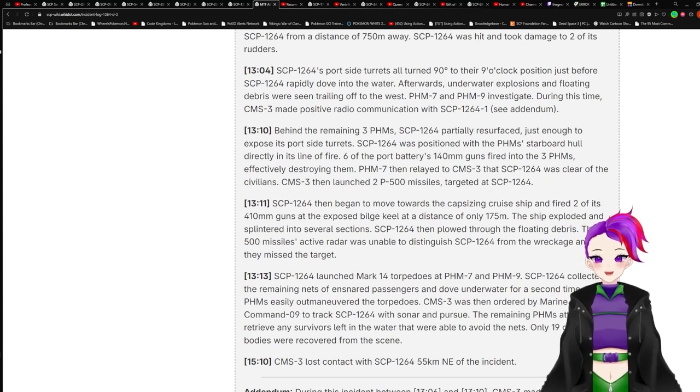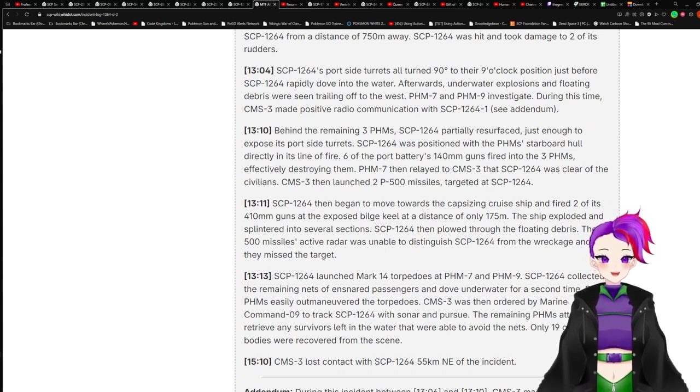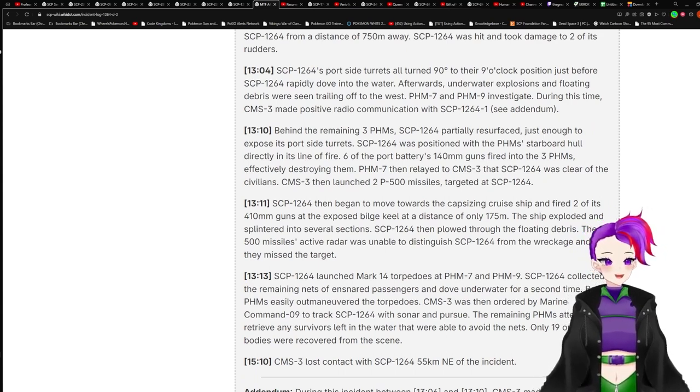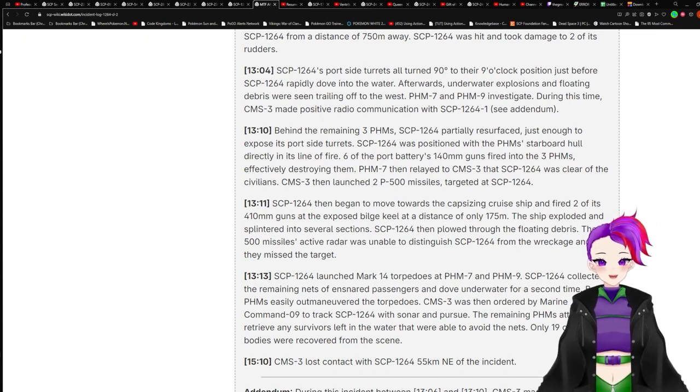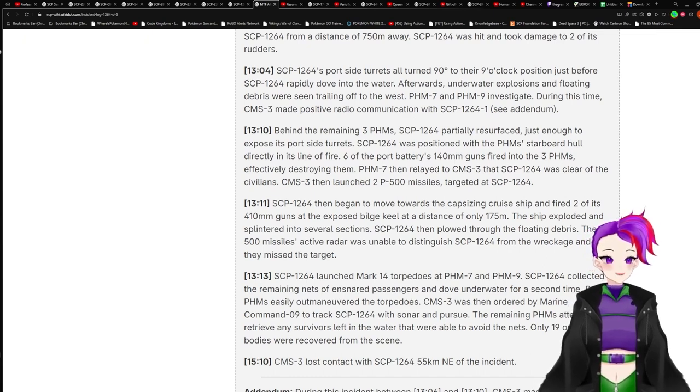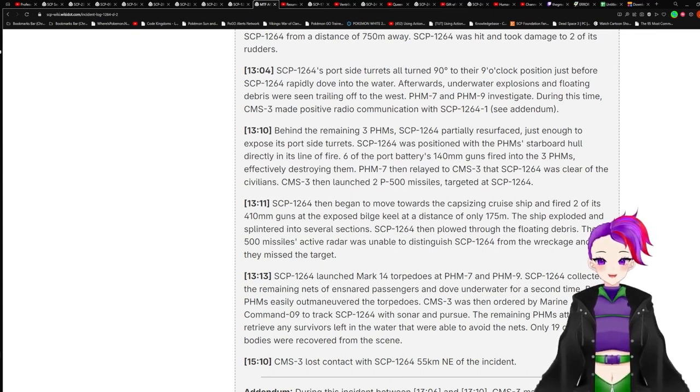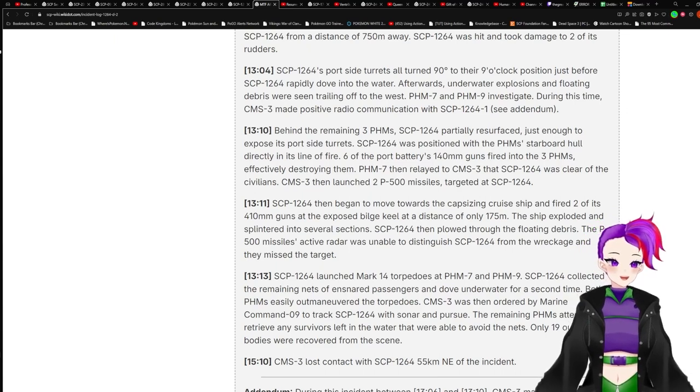1304: Tau-64's starboard side turrets all turned 90 degrees to their 9 o'clock position just before Tau-64 rapidly dove into the water. Afterwards, underwater explosions and floating debris were seen trailing off to the west. PHM-7 and 9 investigate.